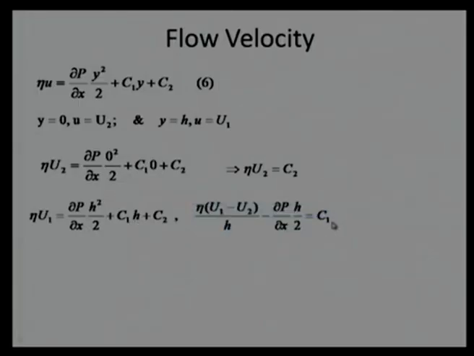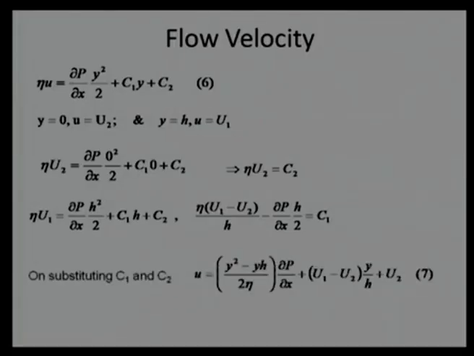We say that C 1 is equal to a term involving the velocity difference, the pressure gradient and the film thickness. We have C 1, we have C 2, and we can substitute in equation 6 to find out the velocity profile. On substitution, we find this result.